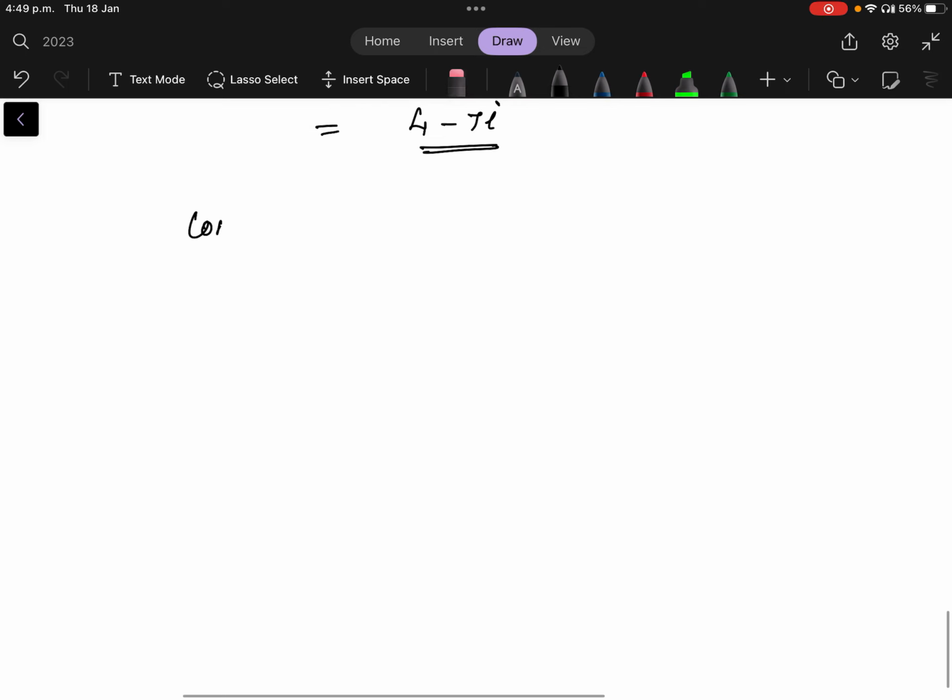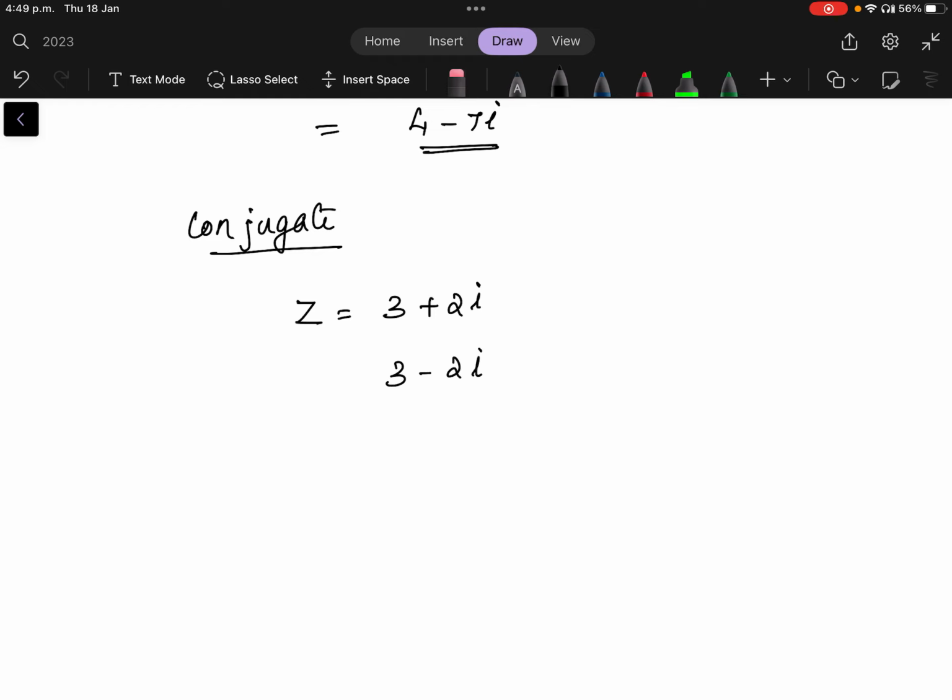The next concept is the conjugate of a complex number. Conjugate is nothing but a reflection across the x-axis. For example, if you have a complex number 3 plus 2i, the conjugate will be 3 minus 2i. If you have the number minus 1 plus i, the conjugate will be minus 1 minus i. Another one, 0 plus 4i, it will be minus 4i.